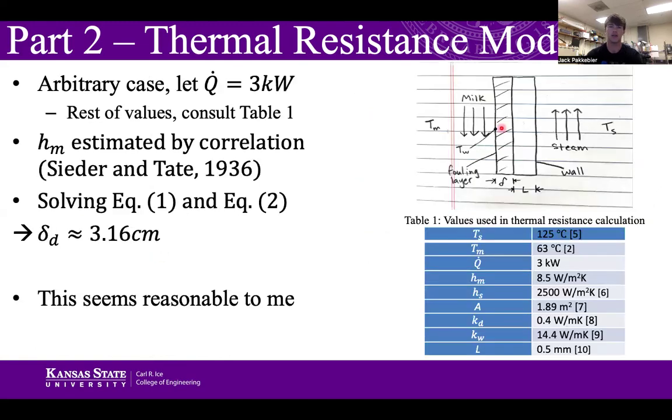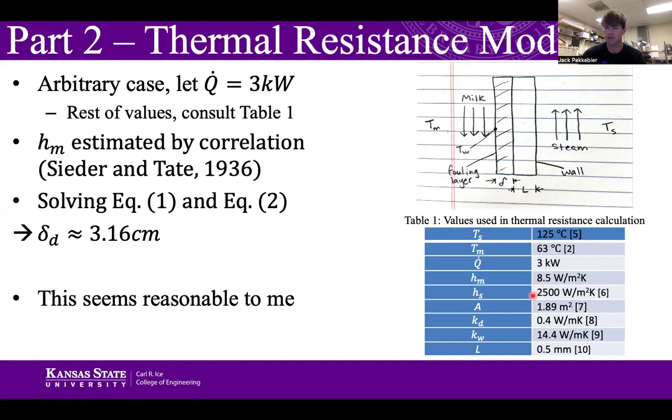So we can consider an arbitrary case where I just let Q dot equal 3 kilowatts. And then I kind of had to build my own pasteurization unit. I think all of the values are reasonable. Mainly my idea was to get a general sense of the trends occurring in this system. So one of the major ones though were the convective heat transfer coefficients. So for h sub m, the convective heat transfer coefficient for the milk, I estimated this using a correlation by Seider and Tate, and then the rest of my values are considered here.